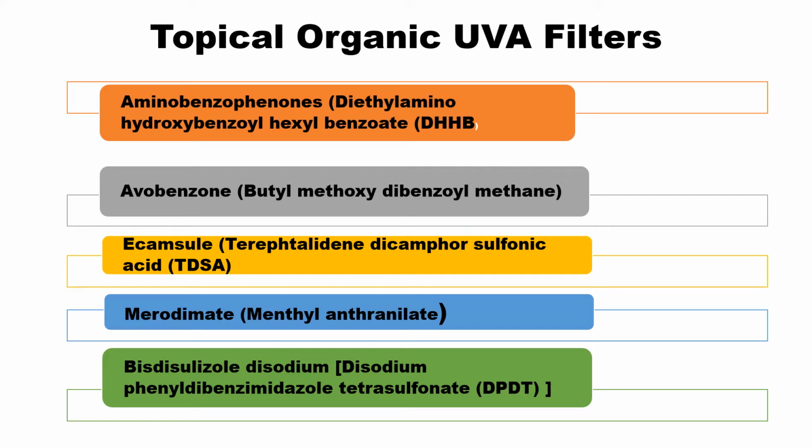So sunscreen agents, again, are divided into two parts: UVA filters and UVB filters. Also they are classified on the basis of organic filters, inorganic filters, and combination filters. We will go sequentially one by one. So let us start with the topical organic sunscreen agents having the UVA filters.